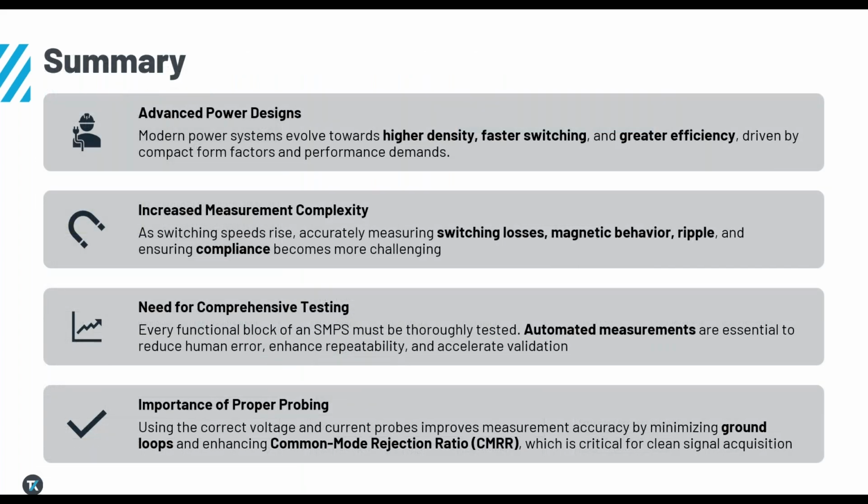So to summarize, we've talked about the changes in power electronics and how they've enabled a lot of innovation in our space, but they're creating trends of higher density, faster switching, and greater efficiency. These all translate into increased measurement complexity. It makes your job harder. Often designs aren't designed for test. So on the test side, you need to figure out how to measure the switching loss, magnetic behavior, ripple, compliance, et cetera. And so we have taken on that burden, integrating these tools into our instruments to make your life easier.